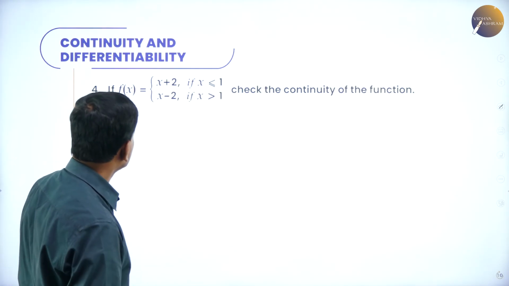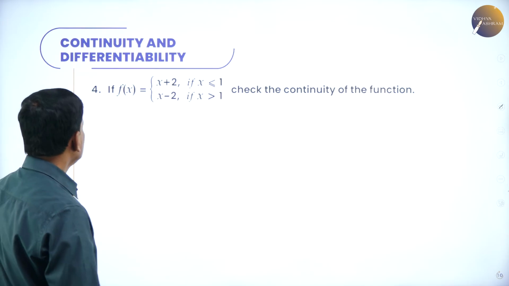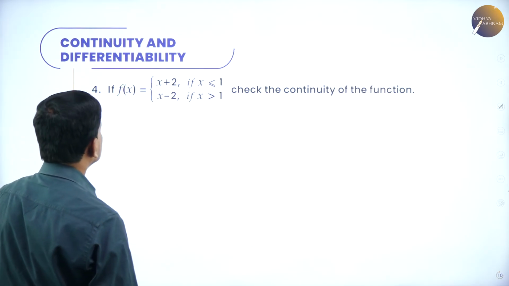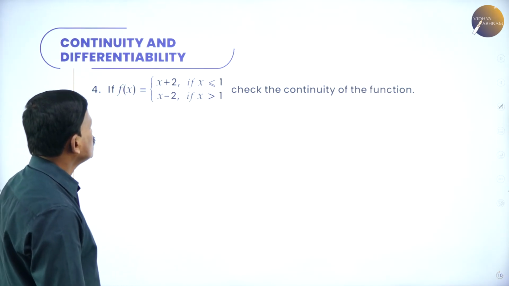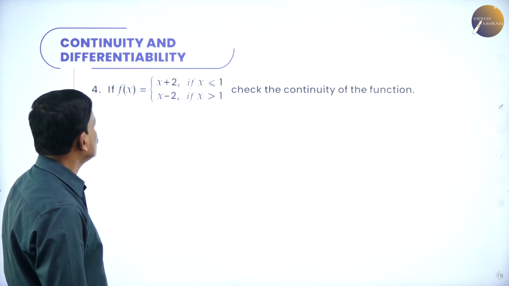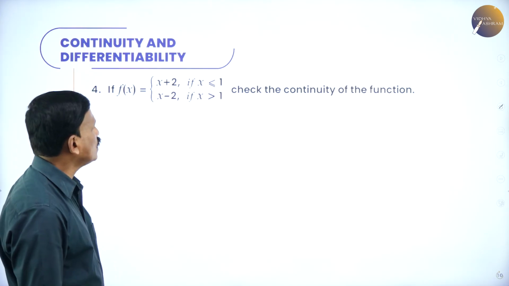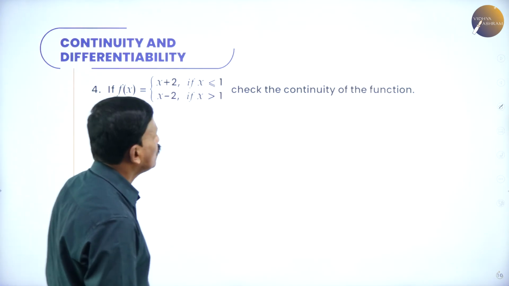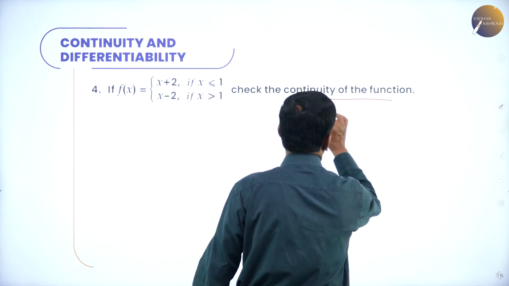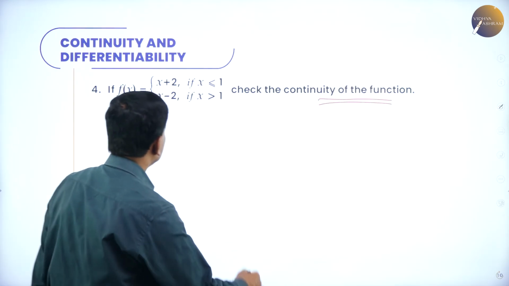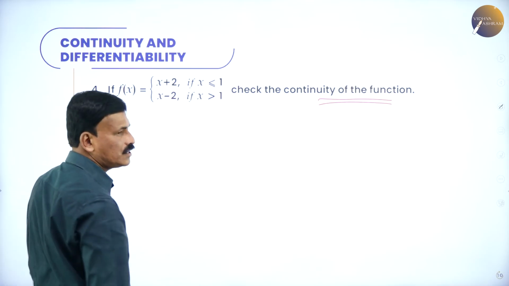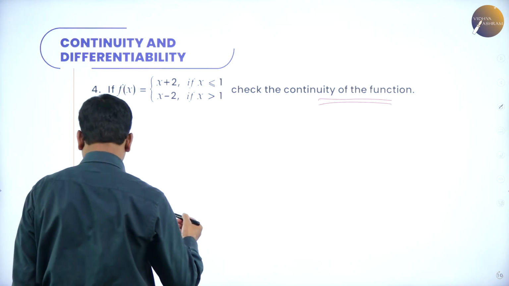Now let us come to the next problem. Same type problem. What is the problem? If f of x is equal to x plus 2, if x is less than or equal to 1, and x minus 2 if x is greater than 1, check the continuity of the function. See, what are the values given? x is less than or equal to 1 and x is greater than 1.